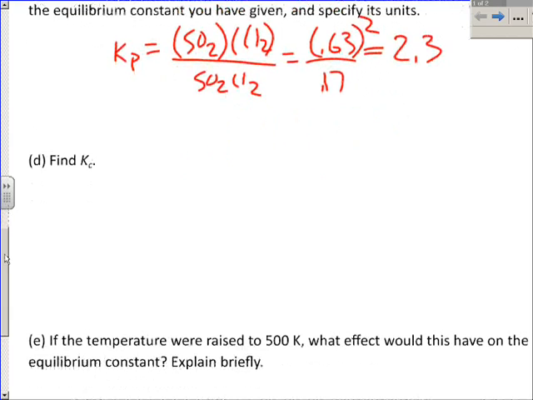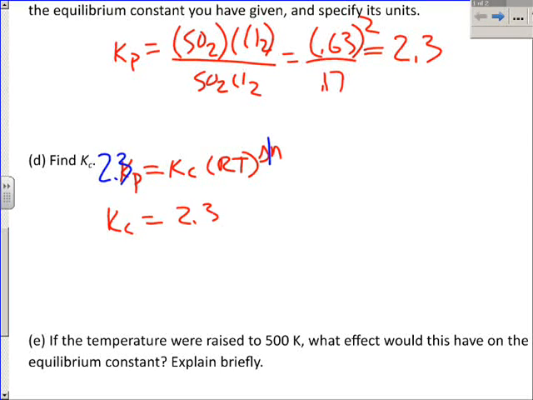Now, next thing it does is ask us to turn around and find Kc. Now remember, our equation was that Kp was going to equal the Kc times RT raised to the power of the change in n. And remember, we calculated that this was 1, and we just found out that this was 2.3. So that gives us a quick route to solve for Kc. So Kc is going to equal, mathematically, our 2.3 divided by RT.